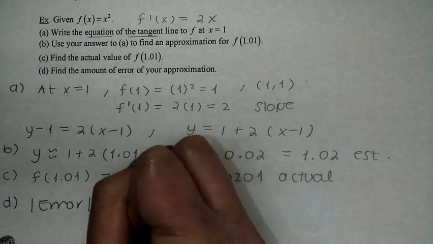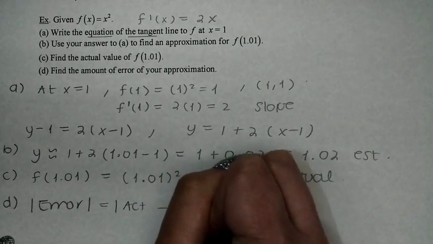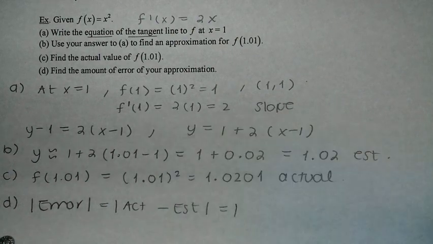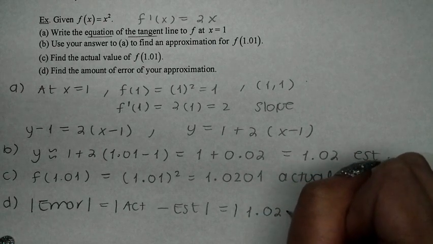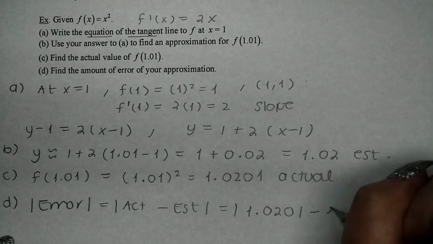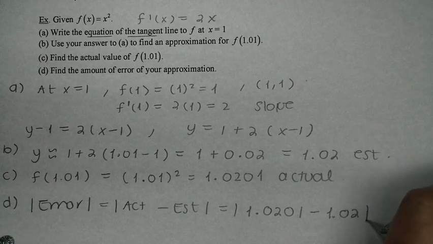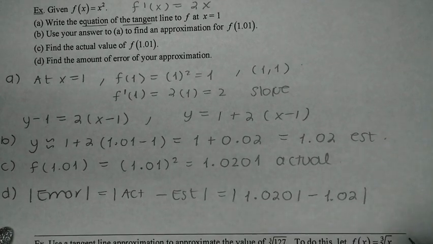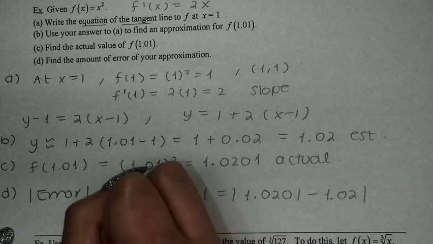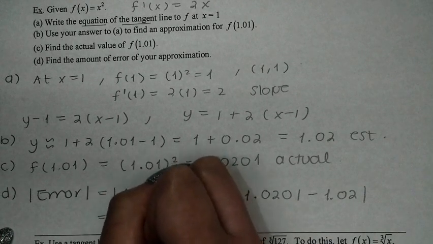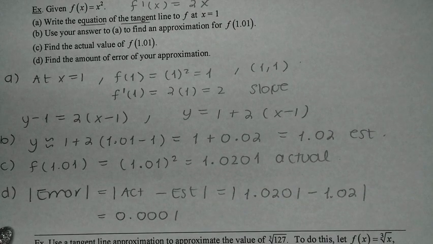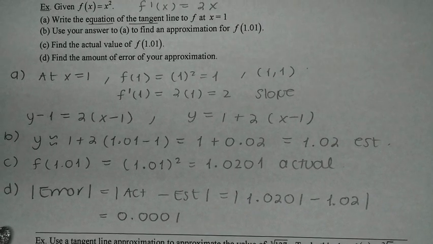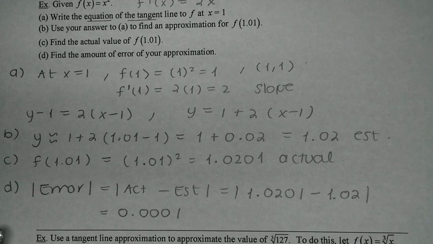It's going to be your actual minus the estimation, with an absolute value. So you have that your actual is 1.0201, minus the estimation, which is 1.02. So you do this operation and you can see that the error is going to be 0.0001. Whether it's a good or bad approximation will depend on the context of the problem that you have. But that's the actual error.